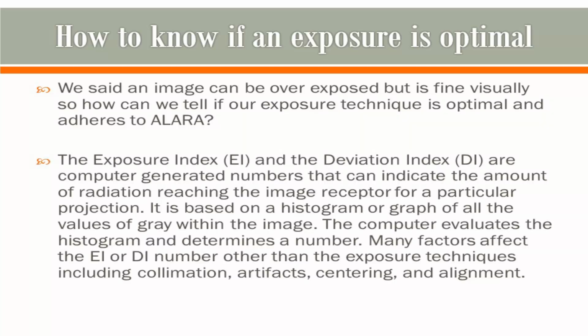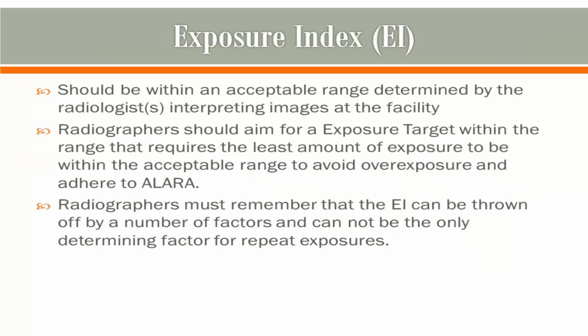The exposure index, or exposure indicator, and the deviation index, or DI, are computer-generated numbers that can indicate the amount of radiation reaching the image receptor for a particular projection. It is based on a histogram, or graph, of all the values of gray within the image. The computer evaluates the histogram and determines a number. Many factors affect the exposure index number and the DI number, other than the exposure techniques, including collimation, artifacts, centering, and alignment. So here are some things to know about the exposure index.